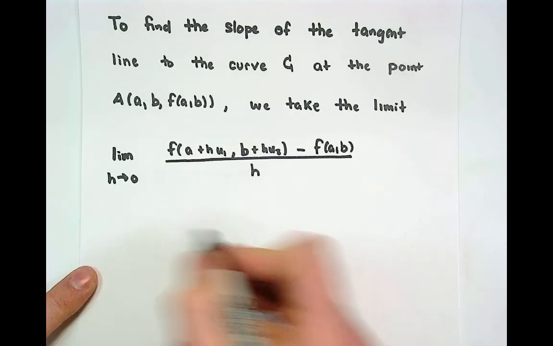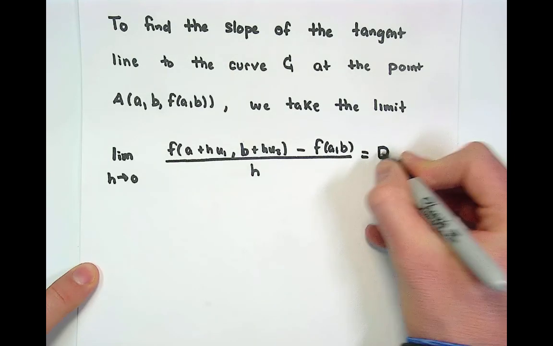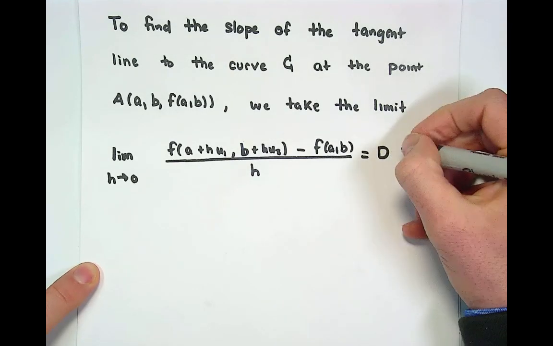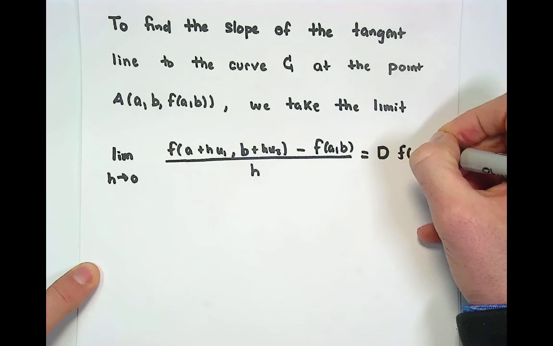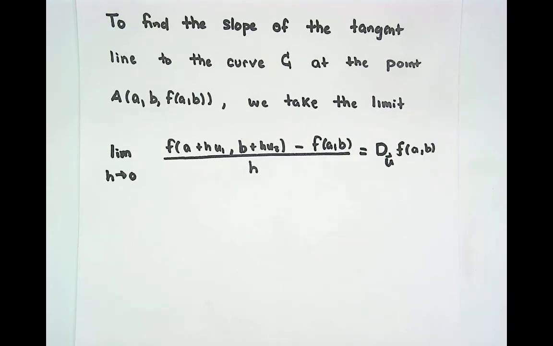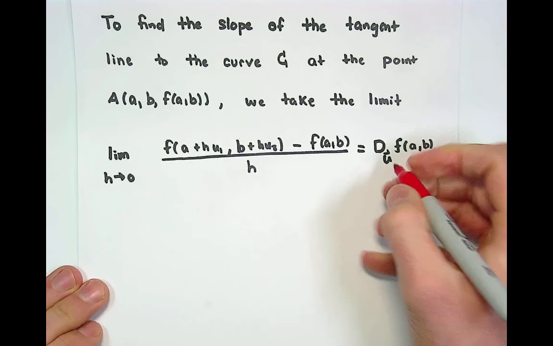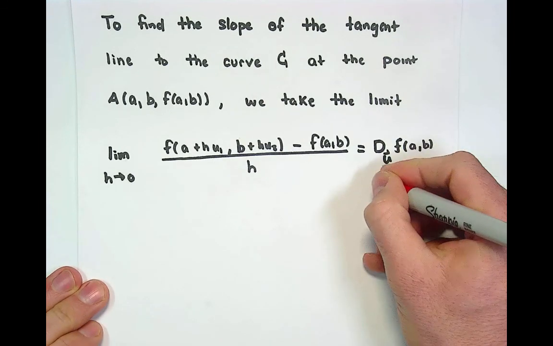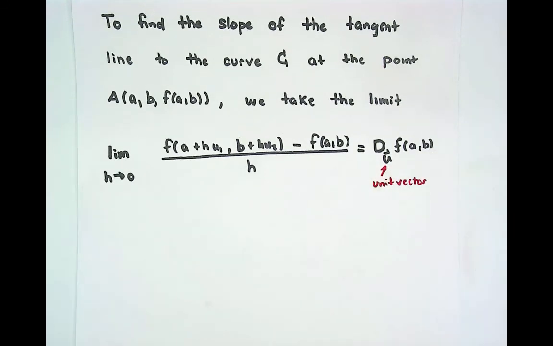divided by h, right? And this derivative is actually called the directional derivative of the function f evaluated at the point AB in the direction of unit vector u. So that's how you read that notation: the directional derivative of f at AB in the direction of u, where u is now a unit vector.